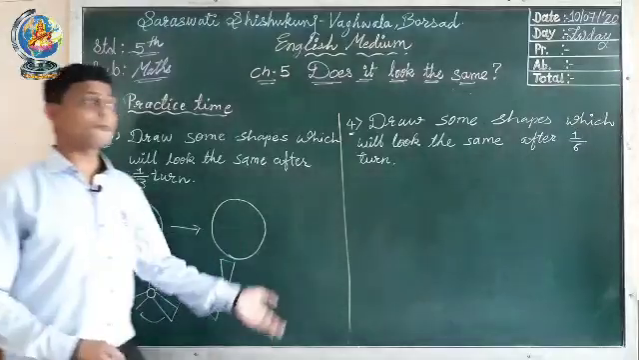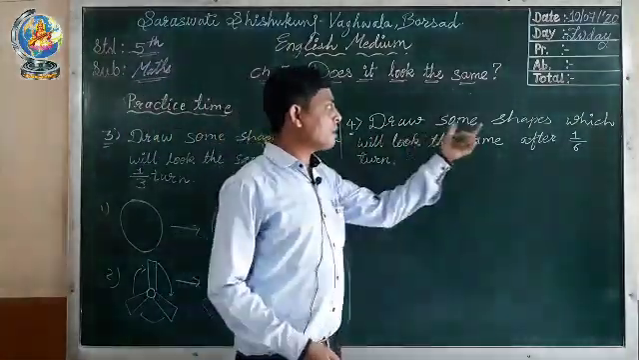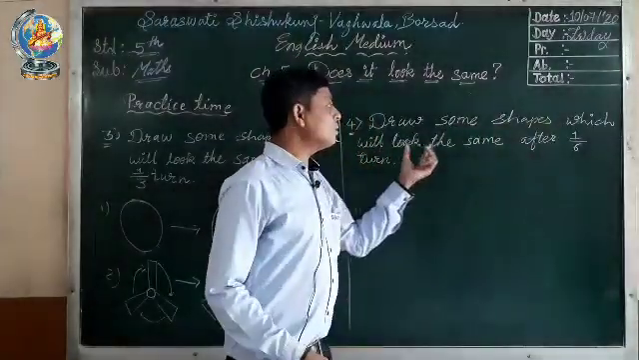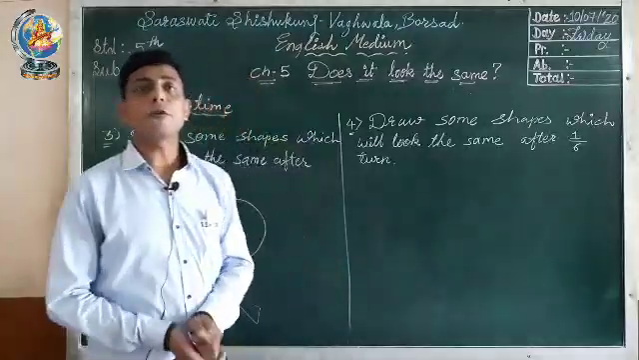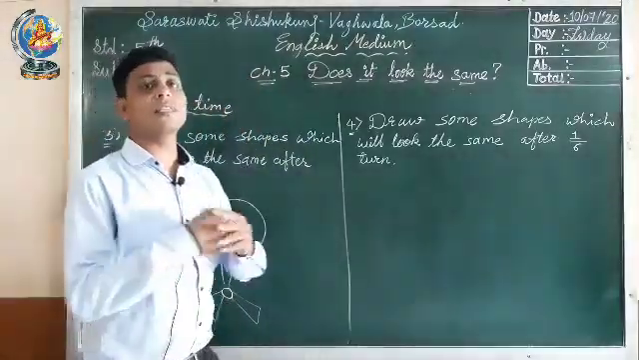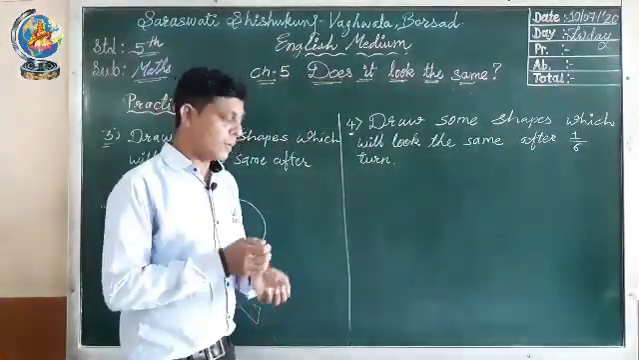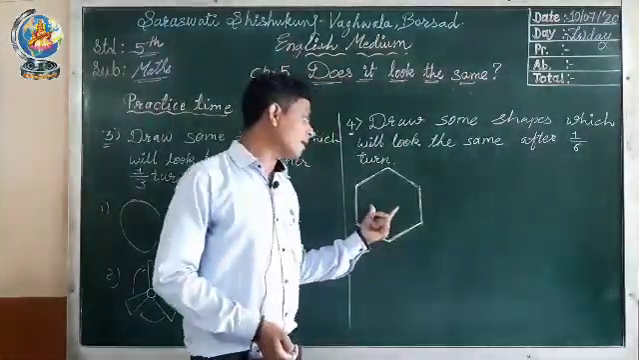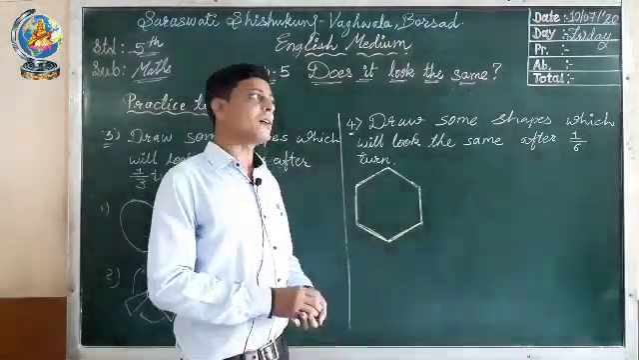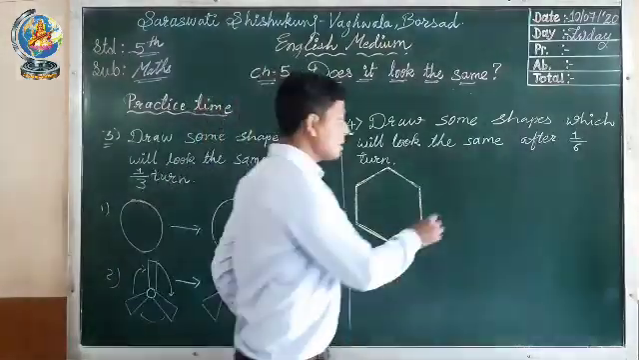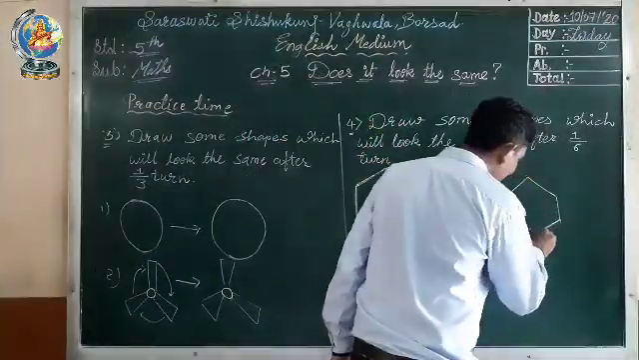Now let's move to the next question, last question of today. 4th number, draw some shapes which will look the same after 1/6 turn. Means we have to draw such a shape that it will look the same when we rotate it into 1/6 turn. So let's draw. If we draw the hexagon shape and if we rotate this shape into 1/6 turn, then it will look the same. It will look like a hexagon.